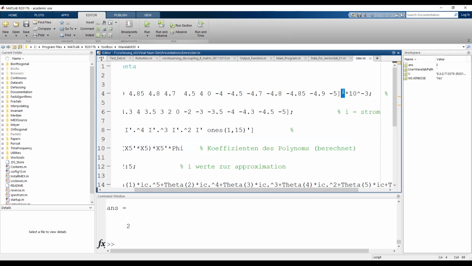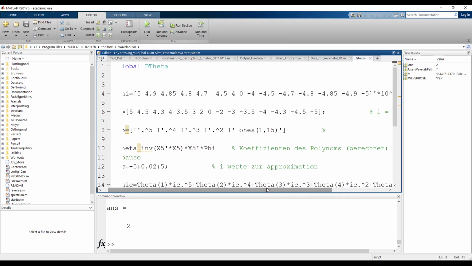This apostrophe means that instead of a row, we have a column. Apostrophe is transposition. The semicolon here is a totally passive command, meaning basically don't print these values in the command window. We don't have it here, because in this case, probably my idea was to look at the values when I run the software.